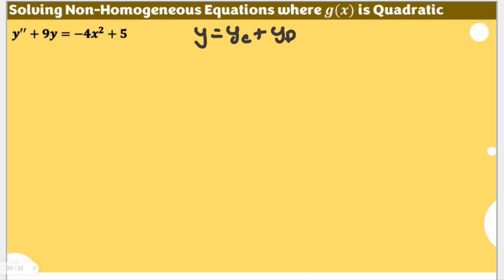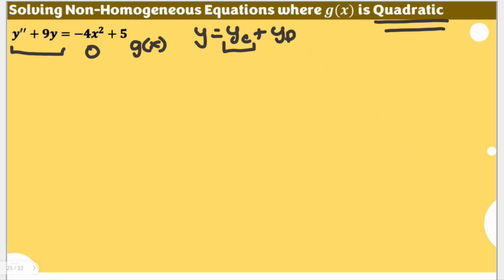Now, y sub c is the complementary solution if this side is equal to 0, meaning our equation is a homogeneous equation here. Even if we have here our g of x being not equal to 0, y sub c allows us to use the same processes we use in solving homogeneous equations as part of the solution. Okay, so that would be the first part of our solution here. By the way, our g of x here is quadratic because that's negative 4x squared plus 5.